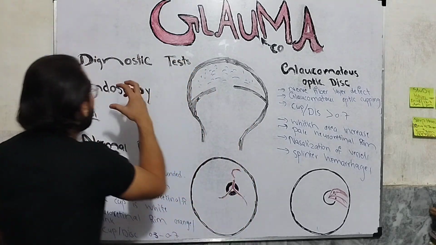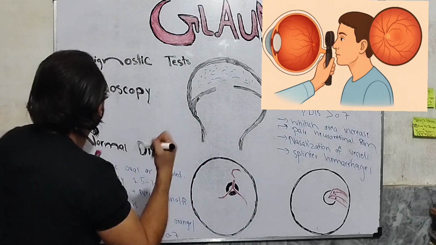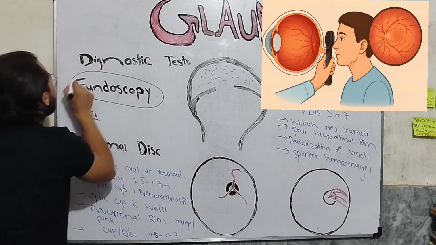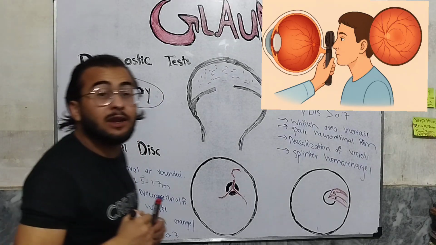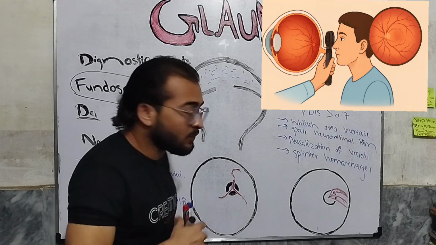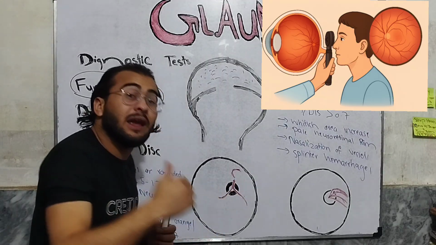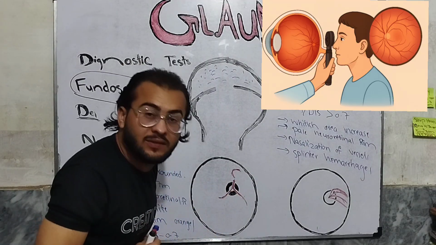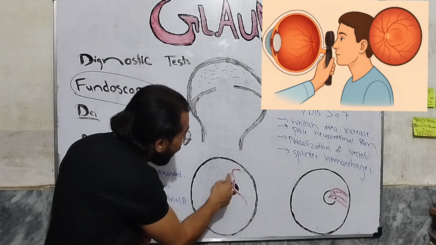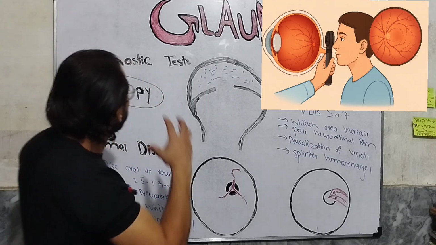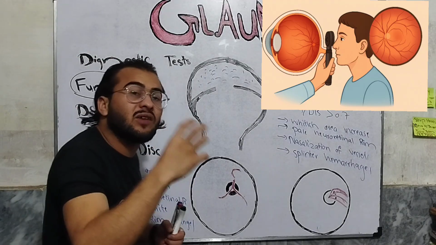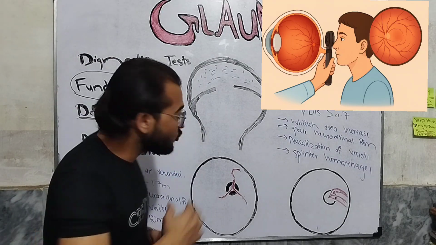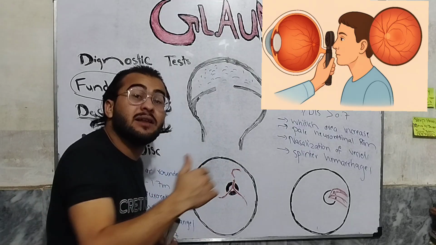Now we will discuss fundoscopy. Fundoscopy is an important aspect of diagnostic tests in glaucoma. This is because fundoscopy means the evaluation and analyzing of the optic disc, which is also called the optic nerve head. Basically, glaucoma is a disorder of the optic nerve, so evaluation of the optic nerve head is important.